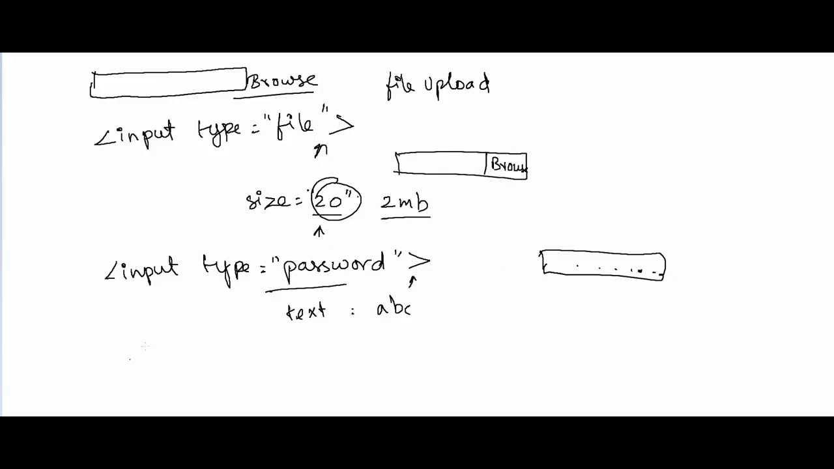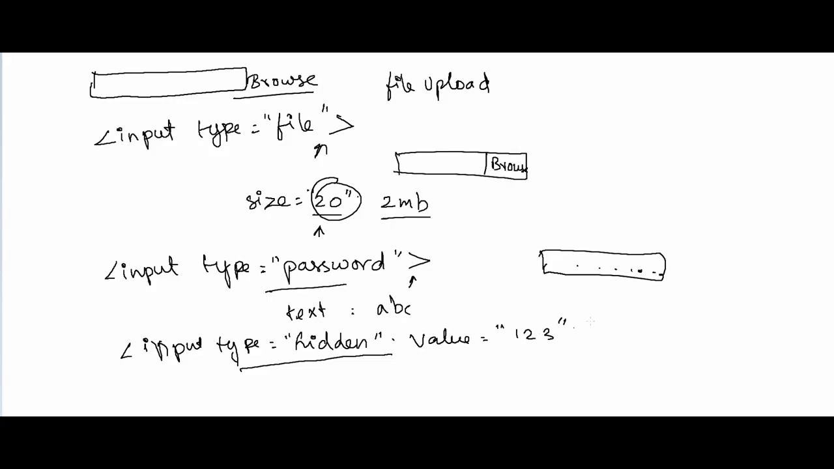Instead of password, we can use input type is equal to hidden. Hidden means this input box's value will be hidden. See, I am giving this 1 2 3, maybe some secret code which is not shown to the user, but it will be used for the form. For that purpose we are using hidden, right?